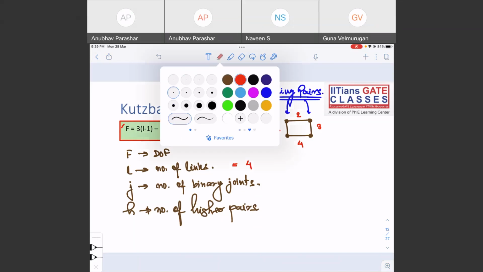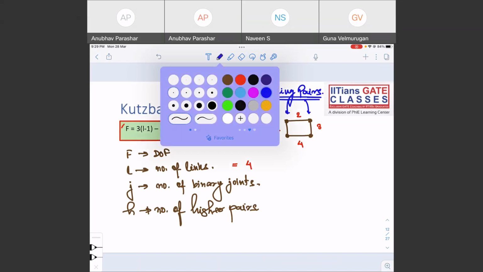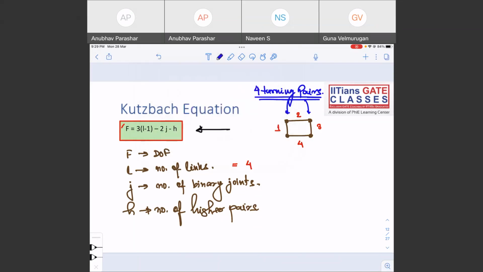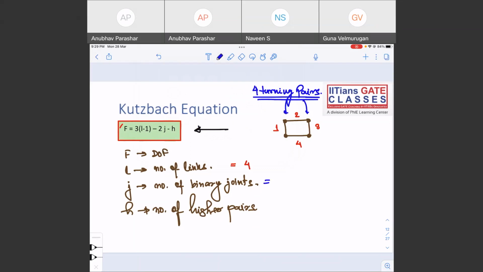How many binary pairs are there? Can you give me the number of binary joins? This is one binary join, this is one binary join, this is one binary join, this is one binary join. I'm considering the turning pairs as the binary joins, right? So number of binary joins is also 4. Can you find any higher pairs here? There are no higher pairs.